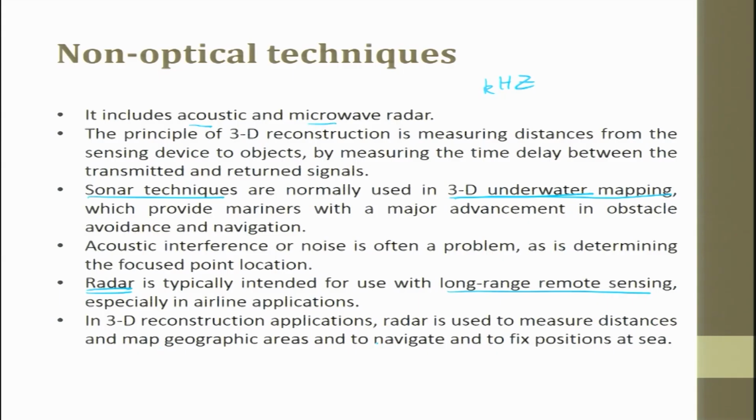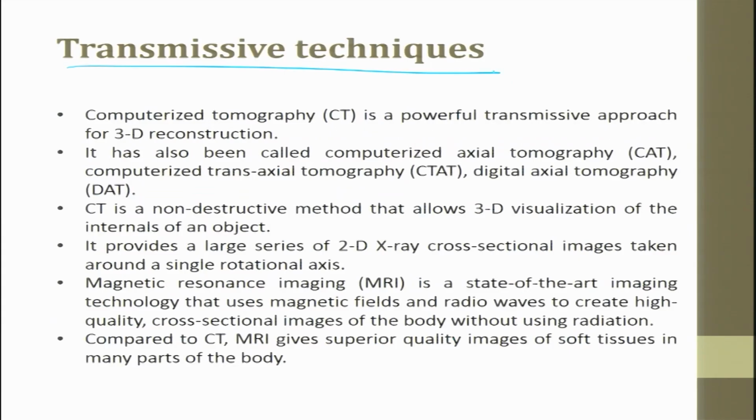to navigate and to fix positions at sea. The transmittive techniques: computerized tomography is a very powerful tool, a transmitting approach of 3D reconstruction. It can also be called computerized axial tomography or computerized transaxial tomography, digital axial tomography, etc. CT is a non-destructive method that allows a 3D visualization of the internal of an object.